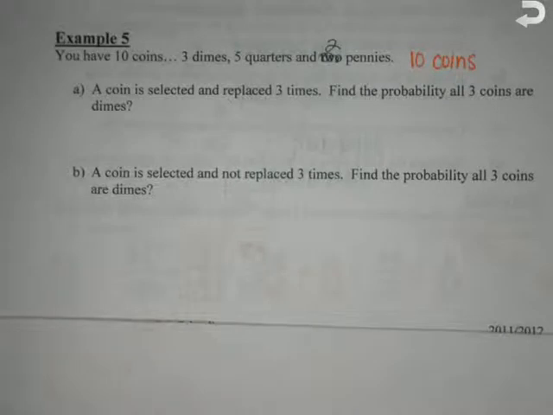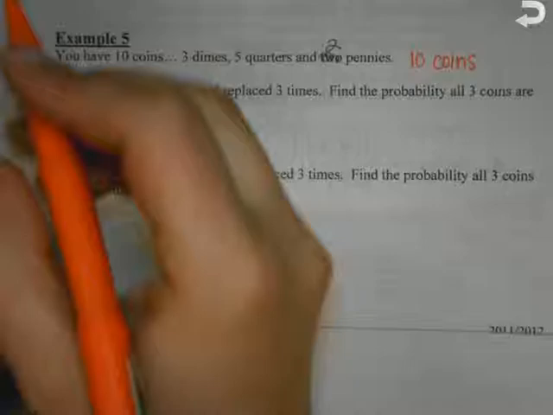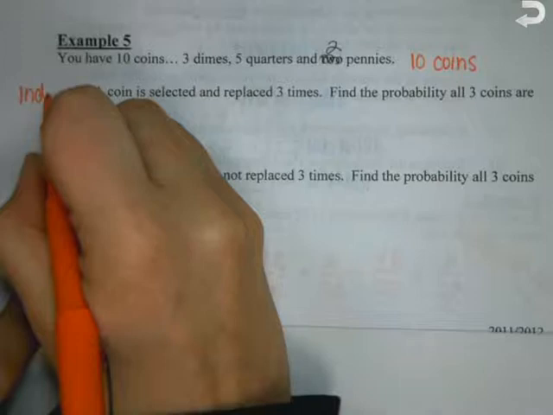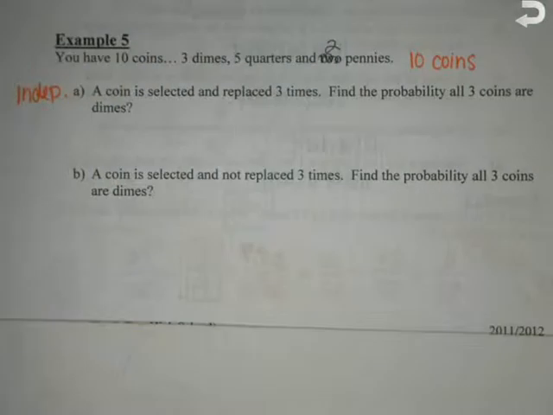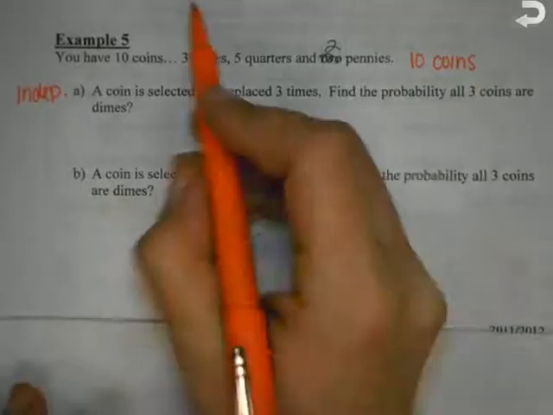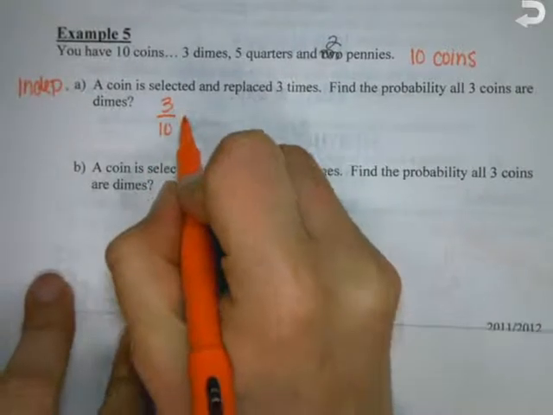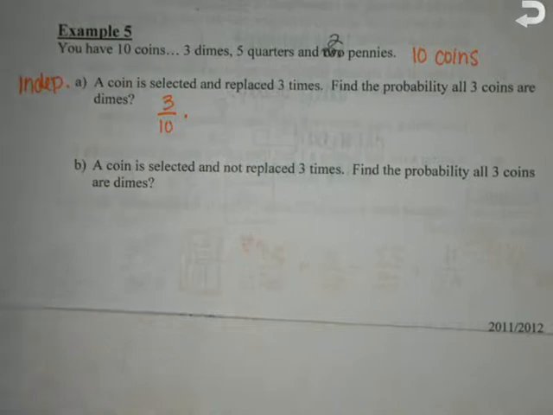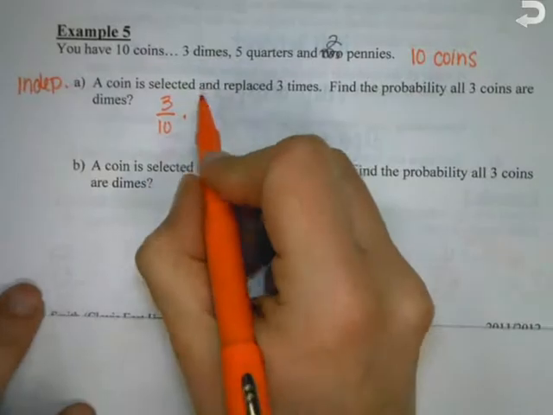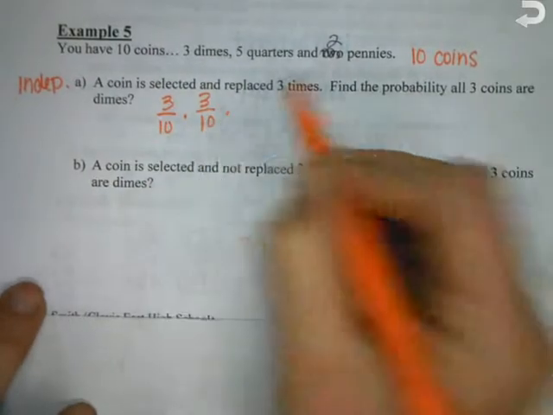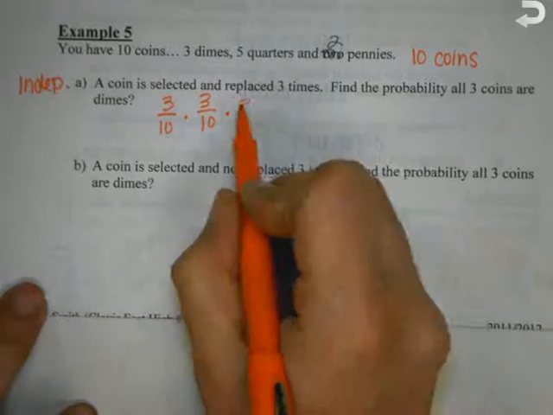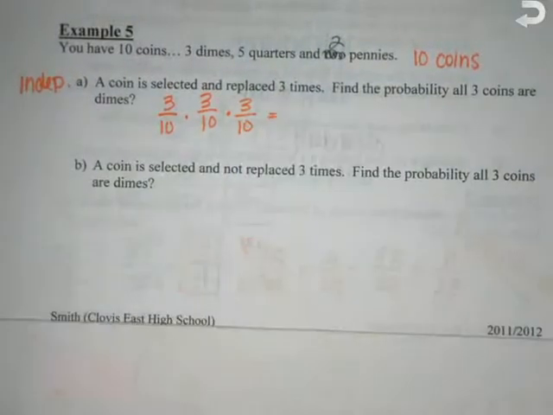Okay, so what's the probability of drawing a dime the first time? 3 out of 10. I put the coin back, so what's the probability of drawing a dime the second time? 3 out of 10 times 3 out of 10 times 3 out of 10 equals 3 times 3 times 3, 27 over 1,000. Does this reduce? No.